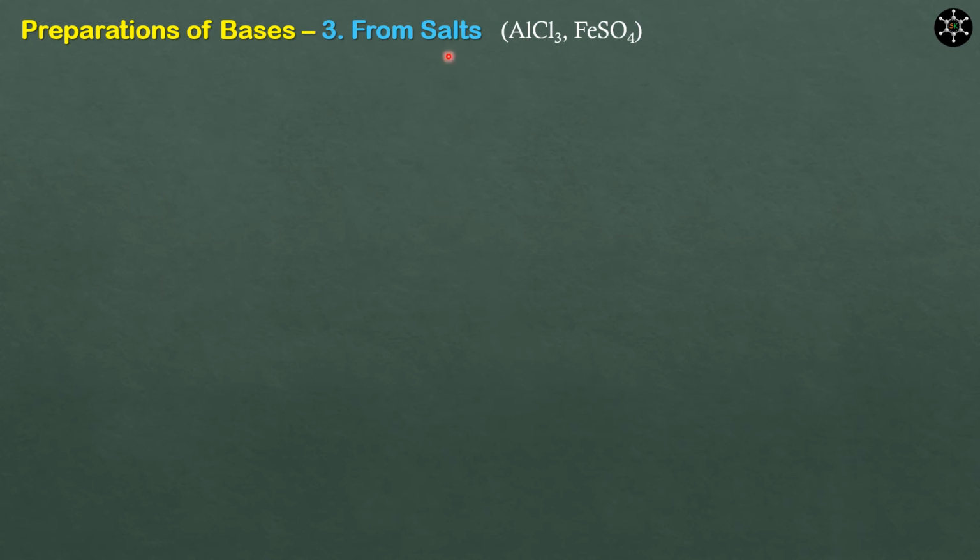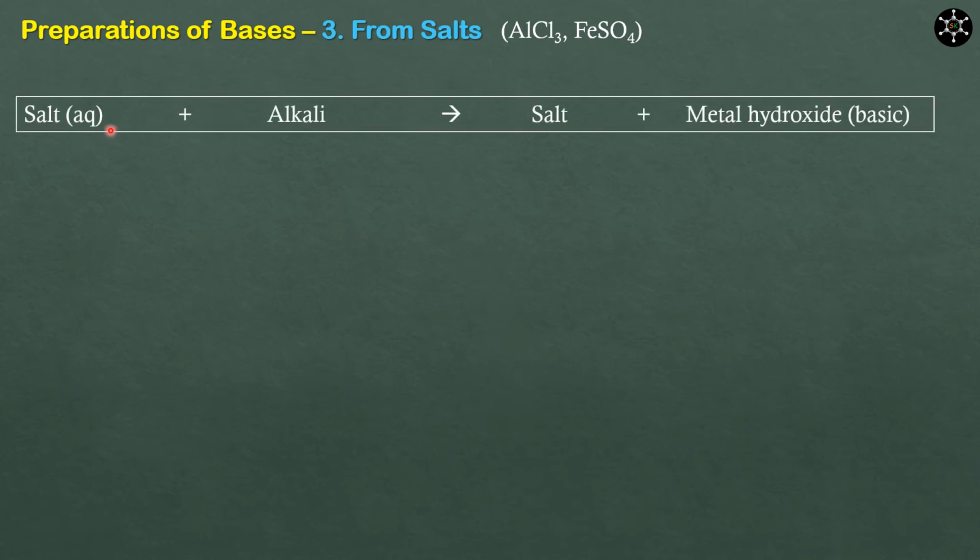Bases from salts. Here we are choosing aluminium chloride and ferrous sulfate as salts. When these salts are treated with strong alkali, it gives us another salt and a base. Here it is metal hydroxide.